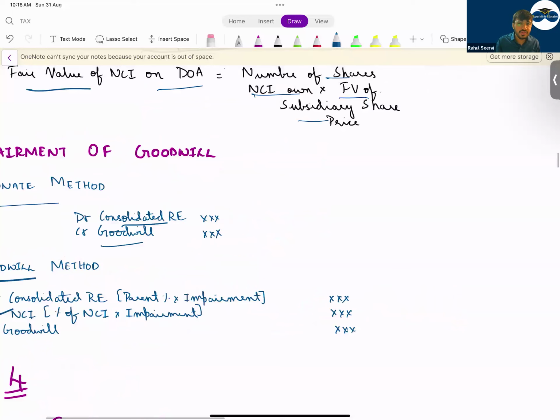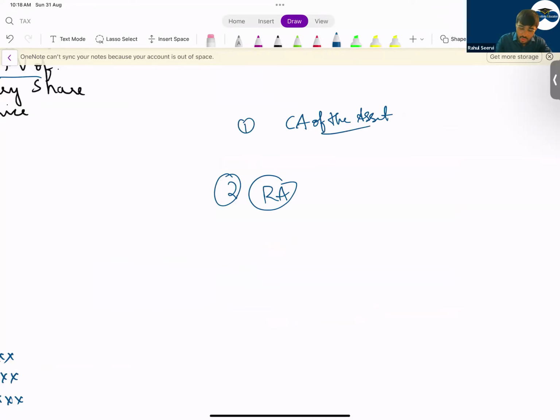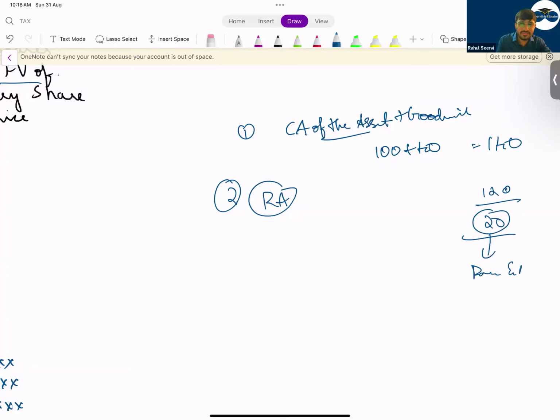Now, an important question that comes in your exam. Sometimes they will give you the carrying amount of the assets and the recoverable amount. The goodwill impairment will not be given, but you have to calculate it. You take the carrying amount of the asset plus goodwill. Let's take 100 plus 40, it's 140, and your recoverable amount is 120. So my impairment is 20. This 20 will be given to parent and NCI.